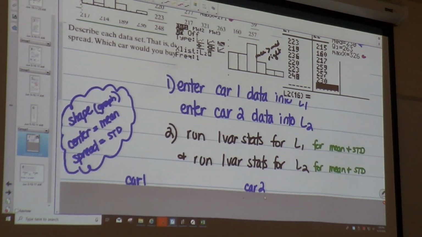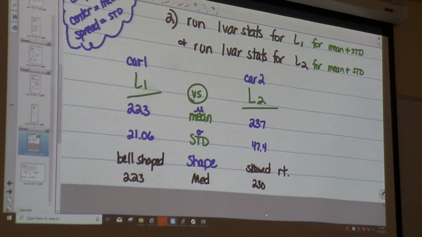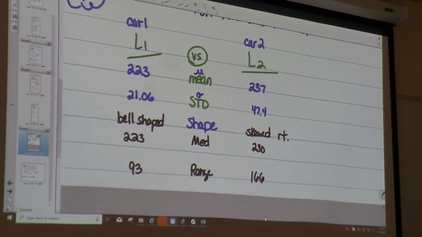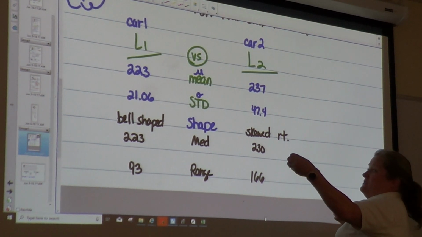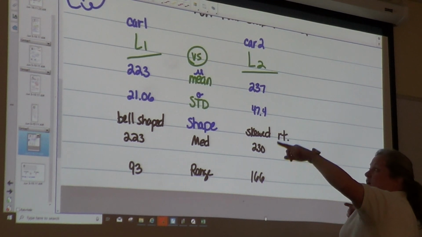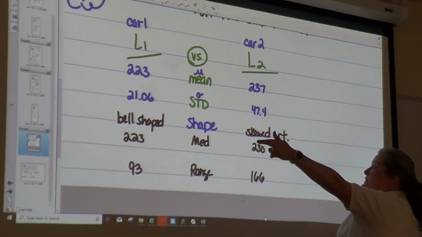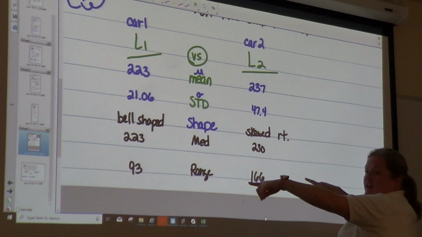So, down here I wrote it a little bit prettier. Our mean, which we got from our X bar, but we're calling it mu because it's a population. Our standard deviation is population, so we call it sigma. This one was bell-shaped, this one was skewed right. Our median we got from the MED, and our range was high minus low.